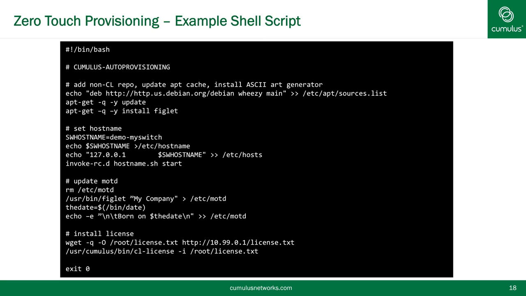So we're installing Figlet, which is an ASCII art generator program. Then we're setting a switch hostname and updating the DNS settings. We're using that Figlet program to change the MOTD, or the message of the day, login banner with some basic ASCII art and a born on date. And then finally, we install the Cumulus Linux license. So without this present, none of the front panel ports will be available for configuration. Again, this is the typical use case for ZTP, is to at least get the license installed on the platform.